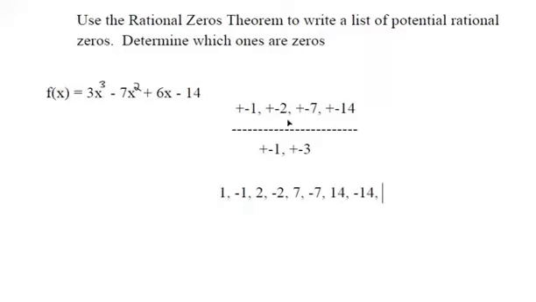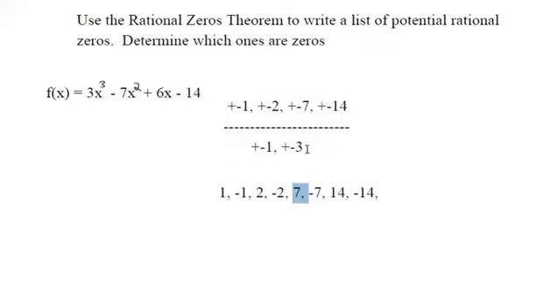So 2 divided by positive 1 makes 2. We've got that one. Negative 2 divided by negative 1 makes positive 2. Sorry, that's this one. Positive 7 divided by negative 1 is negative 7. Negative 7 divided by negative 1 is positive 7. So we've got all those ones. 1 divided by 1, 2 divided by 1, 7 divided by 1. We've taken care of those. The 3 is going to be the unique ones.